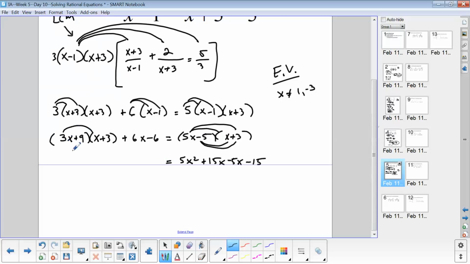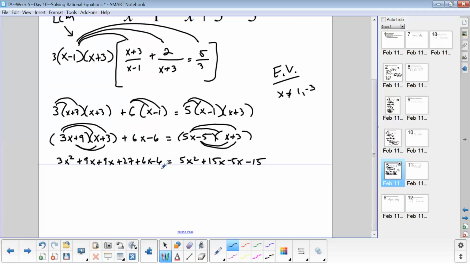Over here, I'm going to have 3x squared plus 9x plus 9x plus 27 plus 6x minus 6, just rewriting those. So I've got a lot of things that I need to combine. I'm always looking for my apples and apples.